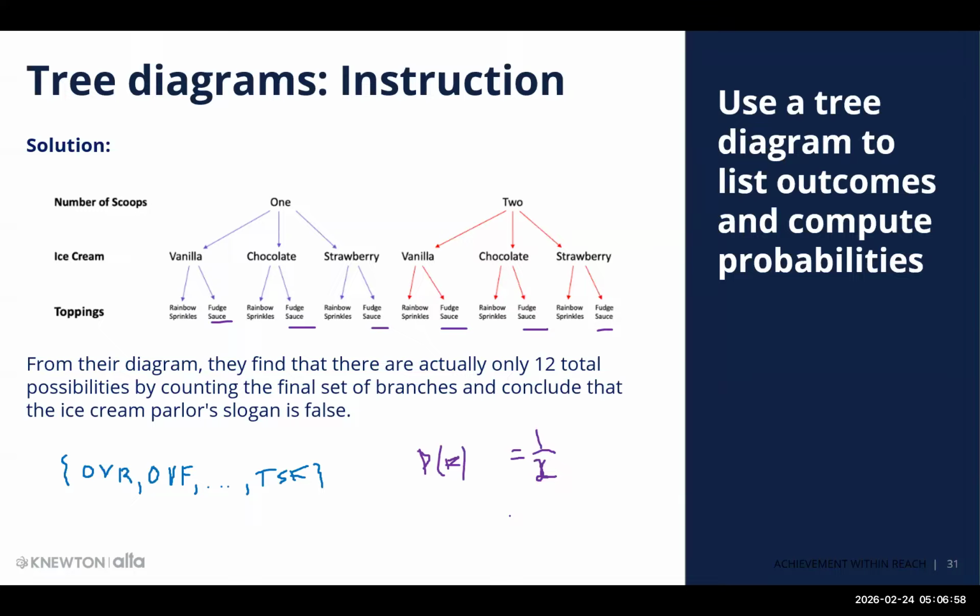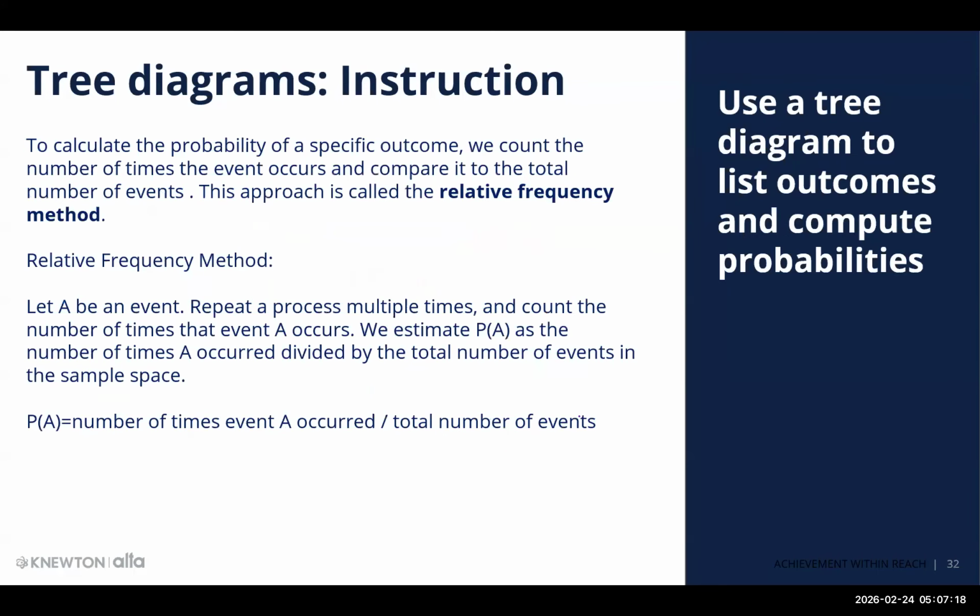That's supposed to be an F. It's 1/2 because it's 6 out of 12. That's a theoretical probability. I'm not keeping track and running the experiment multiple times. I'm looking at a chart and theorizing that this is how things would come out. There is a relative frequency method.